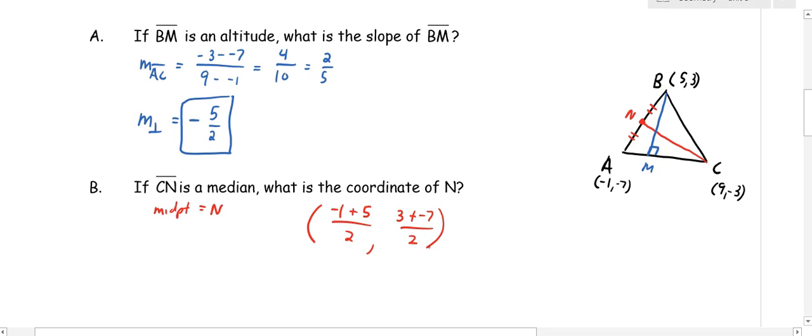So really, all we're doing is taking the average of those points. So negative 1 plus 5 divided by 2 is 2. And 3 plus negative 7 divided by 2 is negative 2. So our midpoint is going to be the coordinate of N.